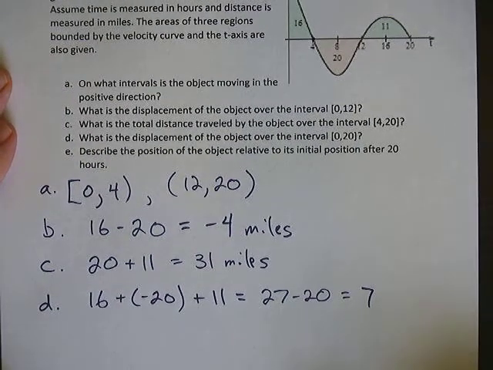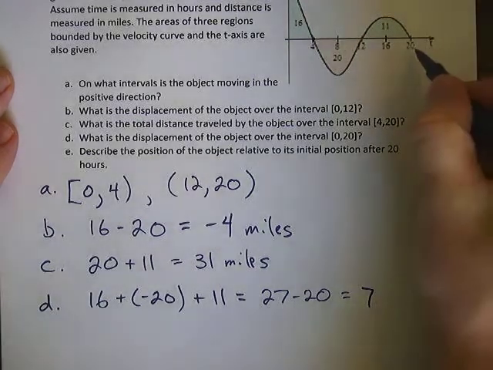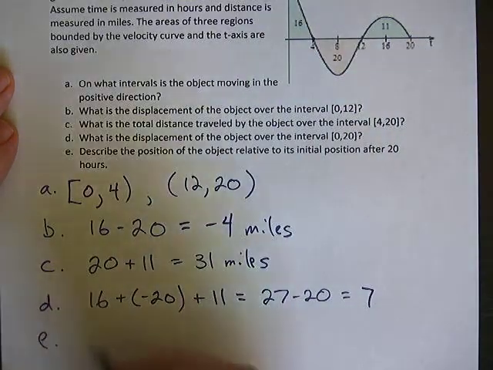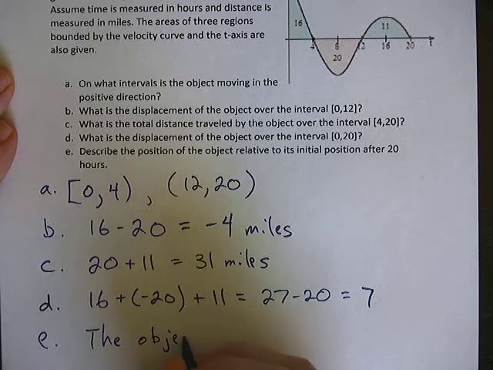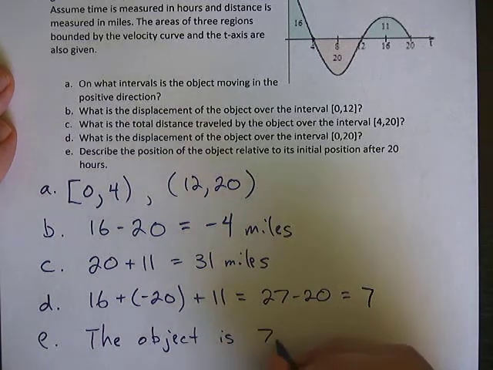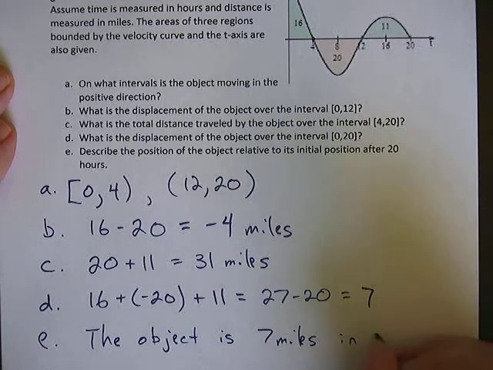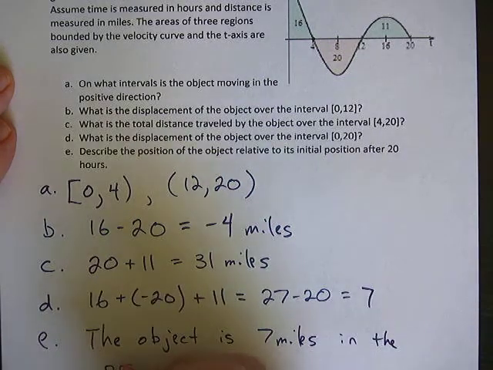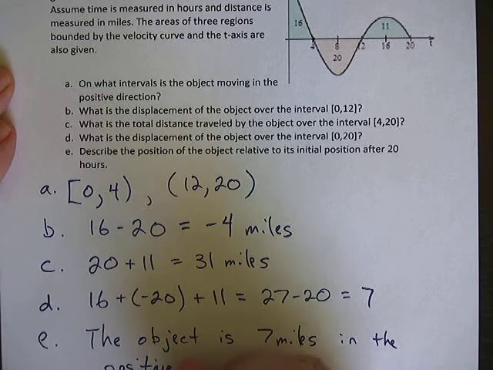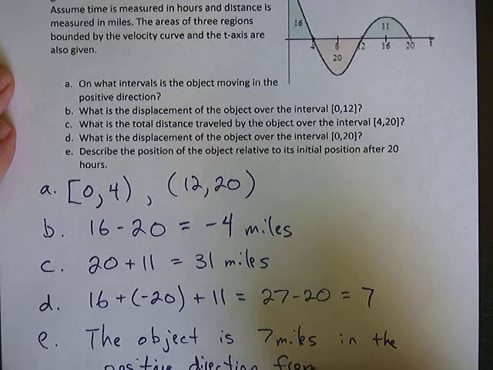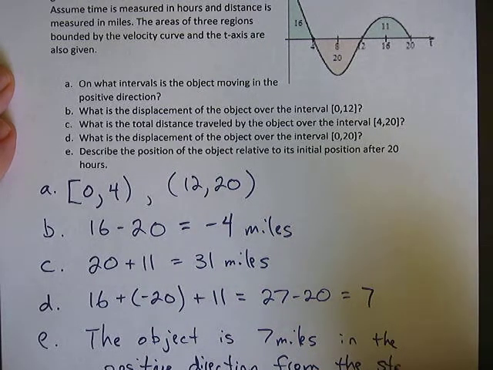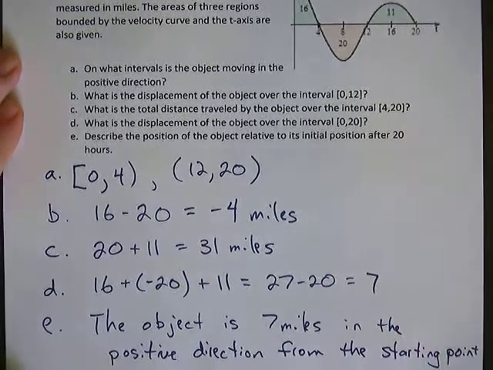Okay, so the last one says, describe the position of the object relative to its initial position after 20 hours. Okay, so after 20 hours, the object is 7 miles in the positive direction from the starting point. Okay, that's it.